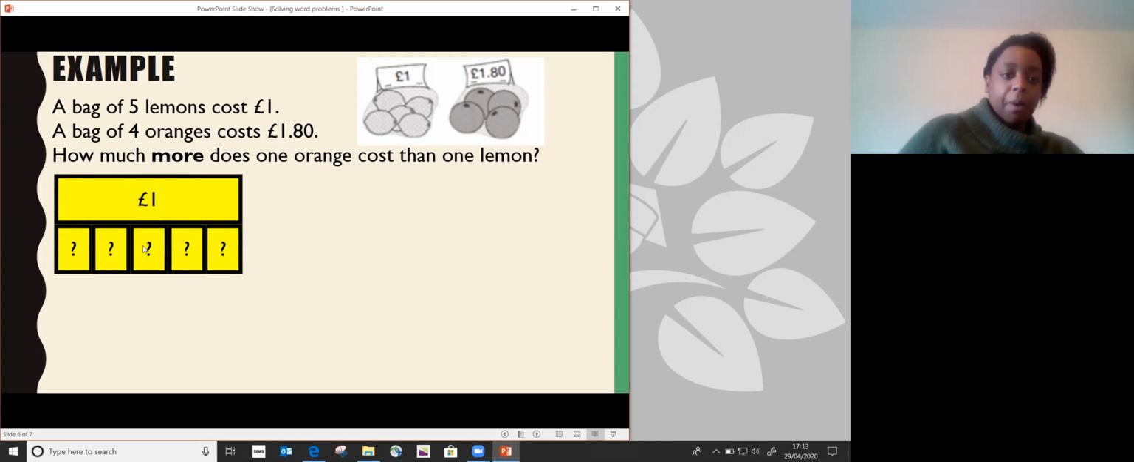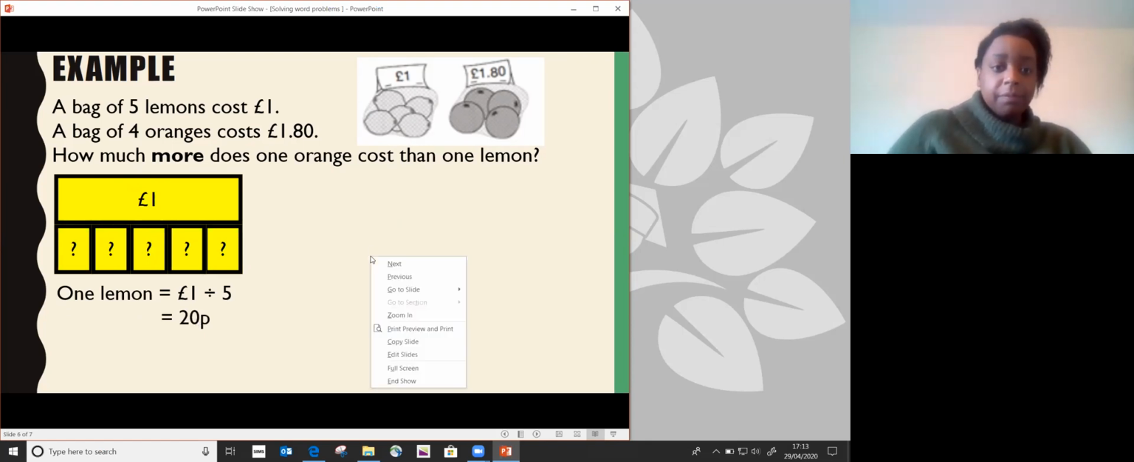Yep, 5 equal parts. So in order to work out 1 part, so 1 lemon, we need to do the £1, and we need to divide that by 5. Okay, so we do £1, which is 100 pence, divided by 5, gets you an answer of 20p. So each lemon costs 20p. We do the same for the bag of oranges.